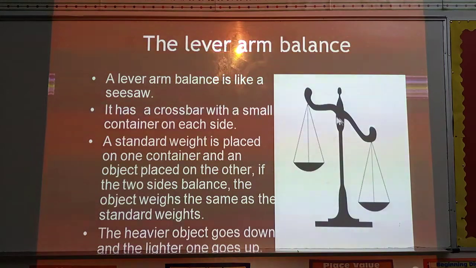Now, it has a crossbar. This is the crossbar. Okay, see where my cursor is? That is the crossbar with a small container on each side. This is one container and this is another container.